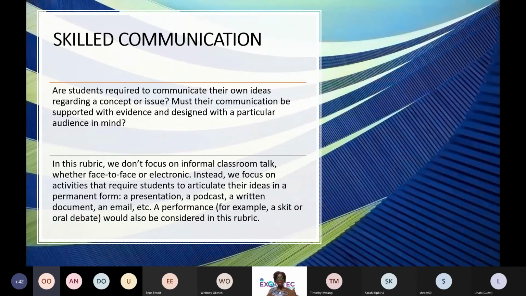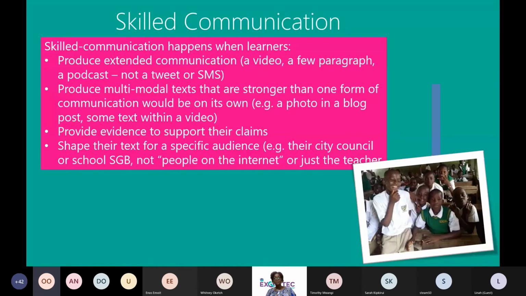And it's okay, yes, you're communicating, but now we're looking at skilled communication. And so skilled communication happens when these ideas are produced using extended communication, like a video, a podcast, not just SMS or tweets or whatever. And then they're produced using multimodal media, so like a photo in a blog, in the creation or the build of this idea or presentation. And of course, they provide evidence to support their claim.